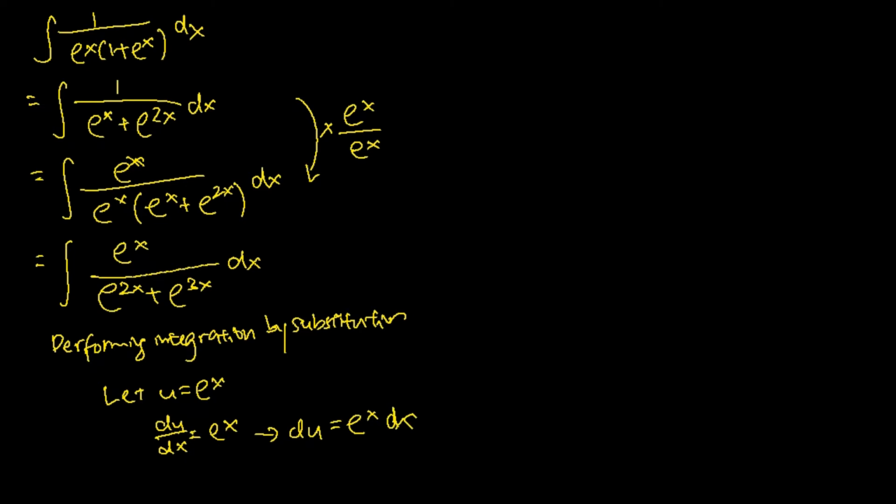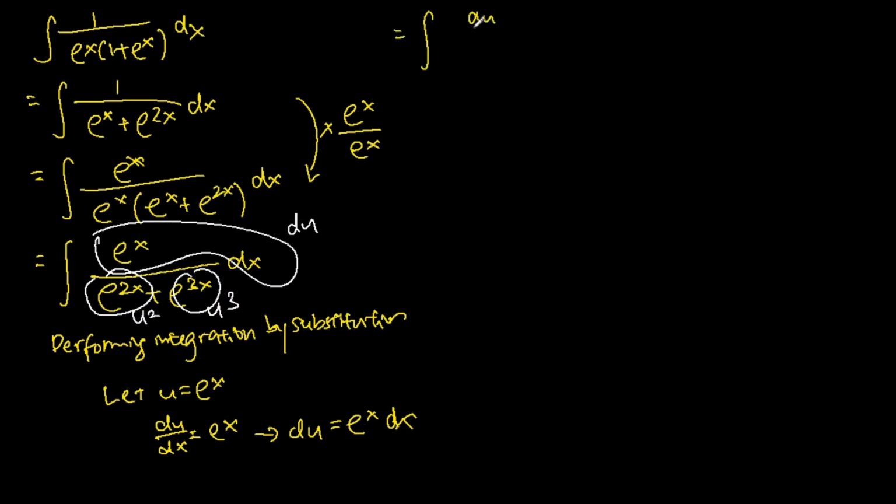So if you focus on the question, the numerator would be my du after doing the change of variables, and my denominator would be u squared plus u cubed. Rewriting this, that will just be equal to the integral of du over u squared plus u cubed, which can also be rewritten as the integral of du over u squared bracket 1 plus u by factoring out the u squared.